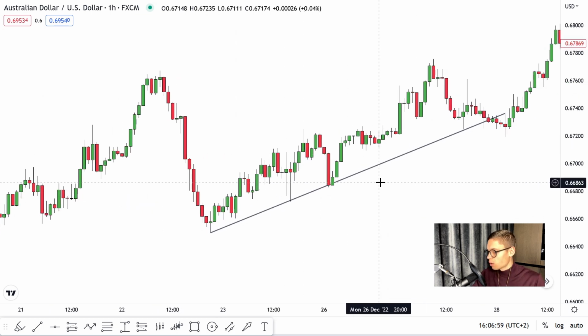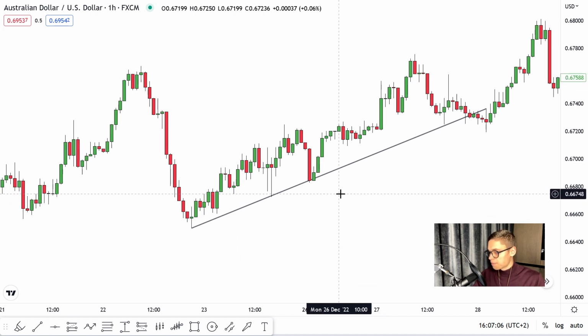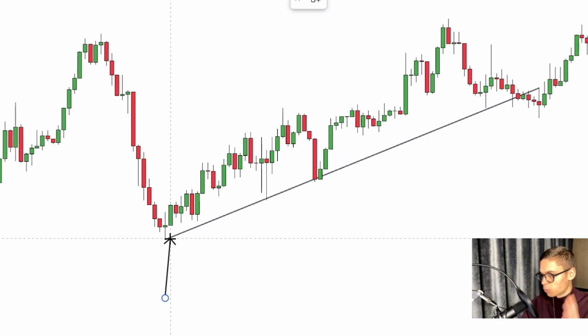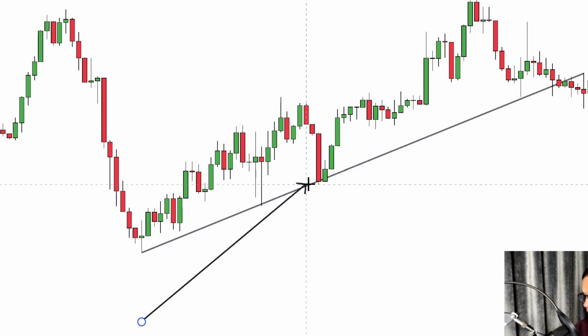And now, how to know if the trend line is valid? Well, a valid trend line has to have at least 3 touches. So now let's count it. We have 1 touch over here, we have a second touch, and we have a third touch.